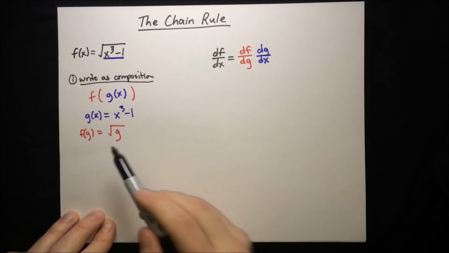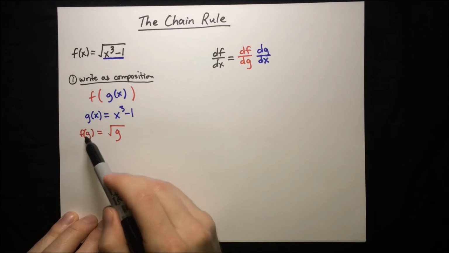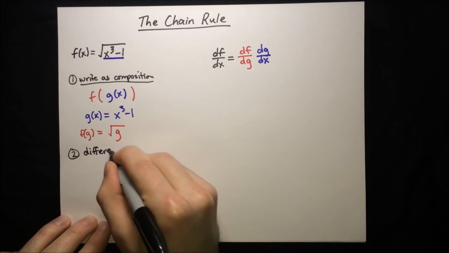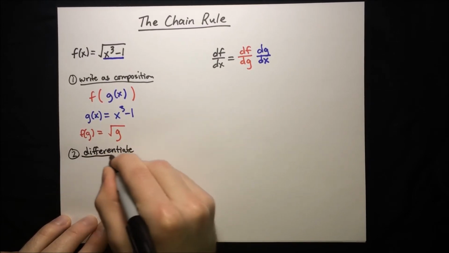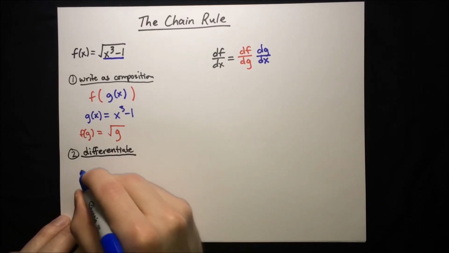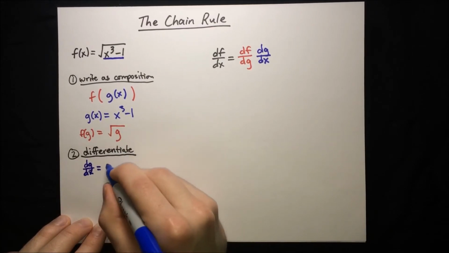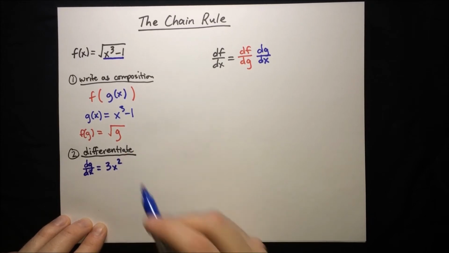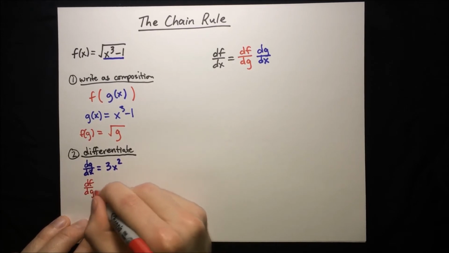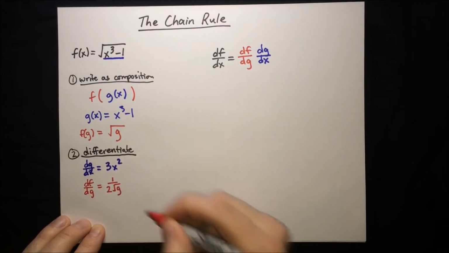Great. But the chain rule talks about the derivatives, df dg and dg dx. So now that we've got our functions, we still have to differentiate them. These functions are both simple functions, so their derivatives are straightforward to compute. dg dx equals, just by the power rule, 3x squared, and the minus 1 goes away because that's just a constant. And then df dg equals the derivative of the square root of g, well that's just 1 over 2 root g.